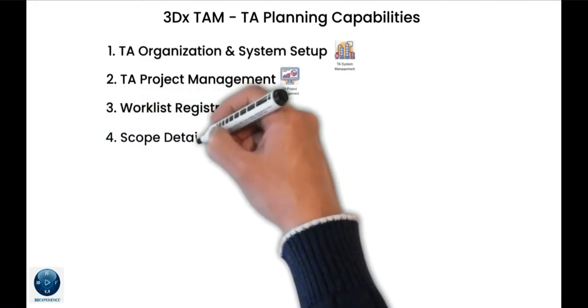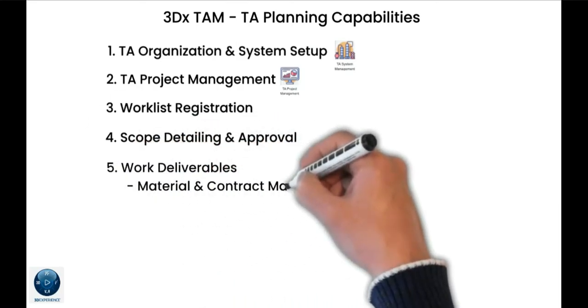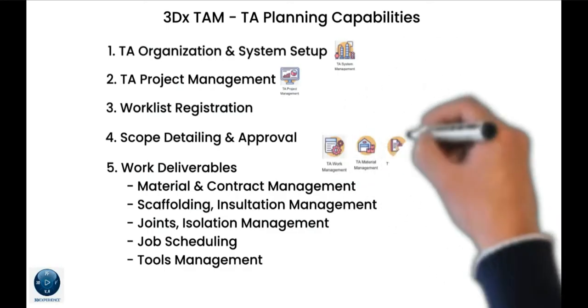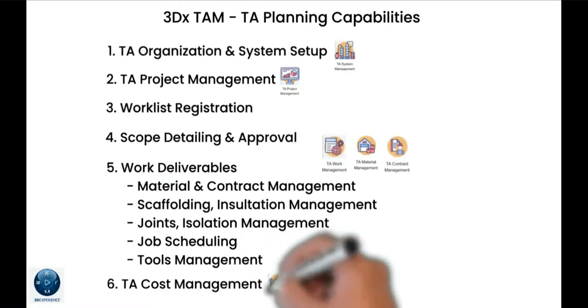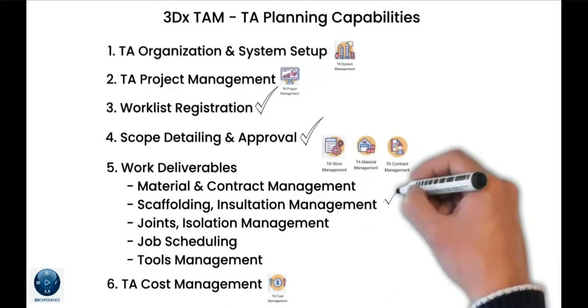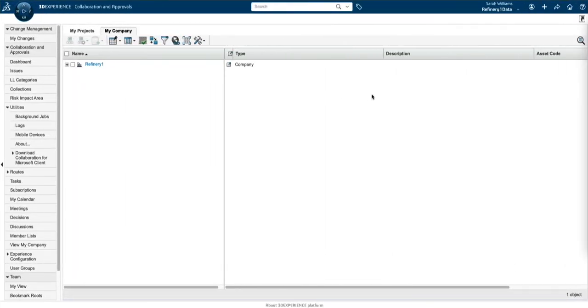Scope detailing feature to detail out the scope and generate the scope sheet. And the work deliverables to prepare the deliverables to work on for the given scope. TA cost management to plan the cost for the TA preparation and also the execution projects. Out of these features, we are going to focus on work list registration, scope detailing and scaffolding management for this demo. Let us see how to register a work list and fill the scope of work in 3DX TAM.